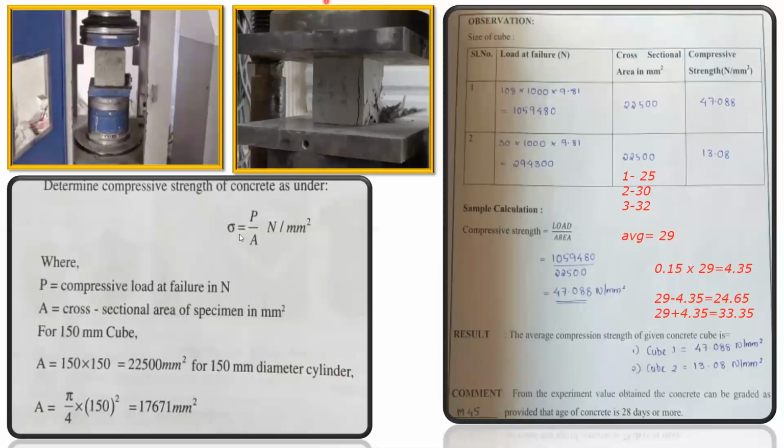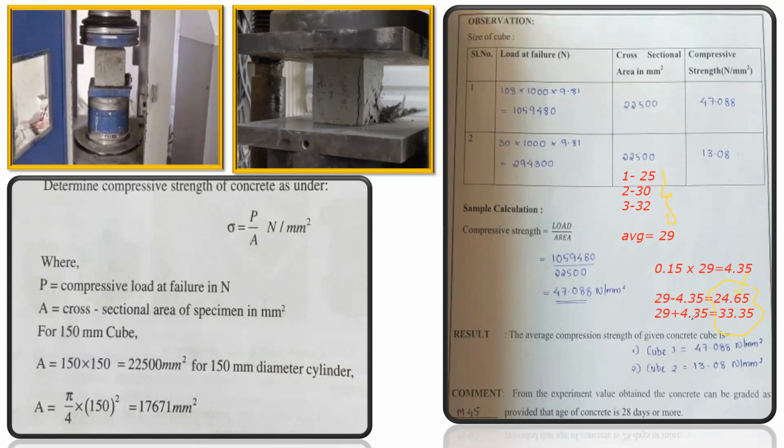The range I'm getting is about 24 to 33. Whatever samples I've got should not deviate from this. Now we'll see whether any of the three cubes has a value less than 24.65. This is 25, this is 30, and 32. That means all are more than 24.65, so this condition is okay.